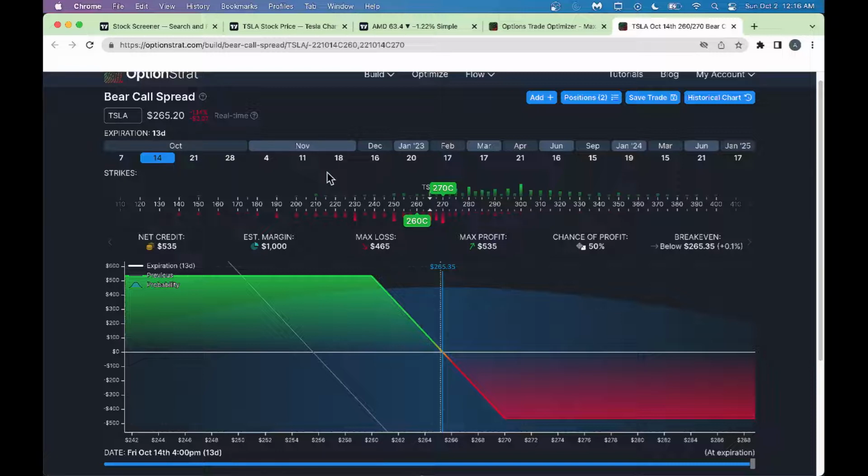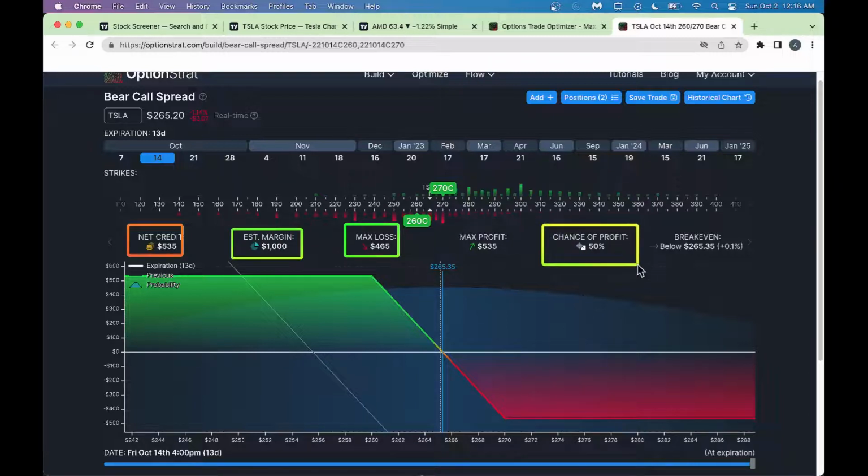Same strategy here. Look, here we're also doing something similar. Same strikes, as you can see here. Look, net credit is 535, max loss is 465, margin is same. Now our chance of profit is also 50%, and as long as stock stays below 265, which is the current price level here, we will break even below the 265 mark, which is a good strategy. You could go with this.